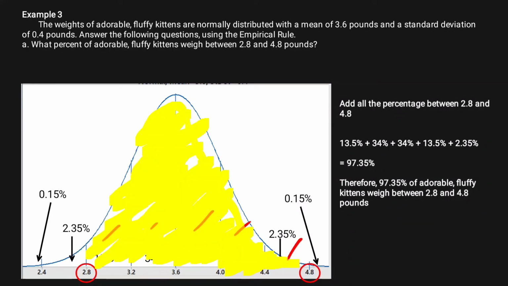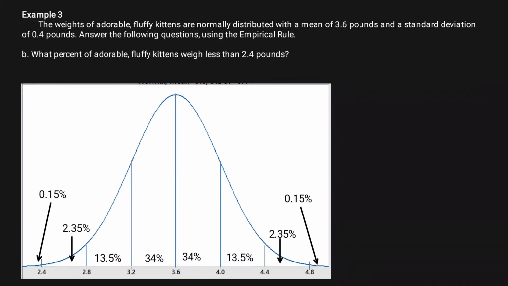Okay, next example, letter B. What percent of adorable fluffy kittens weigh less than 2.4 pounds? Okay, so hanapin lang natin yung 2.4 pounds. Ayun, ang ating 2.4 pounds. So, less than daw. Less than 2.4. So, therefore, add all the percentage that is less than 2.4 pounds, or lahat ng nasa left ng 2.4. So, isa lang ang percentage na nasa left.